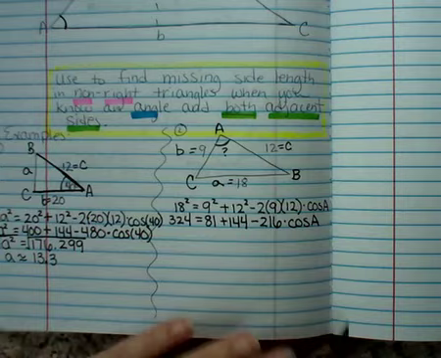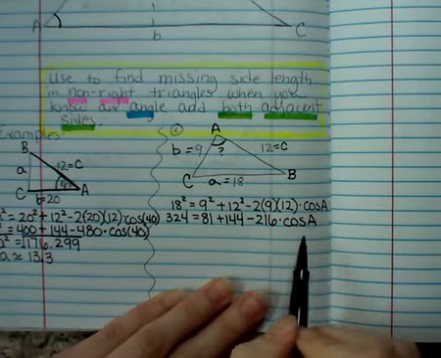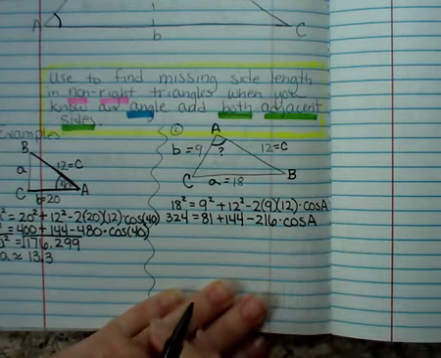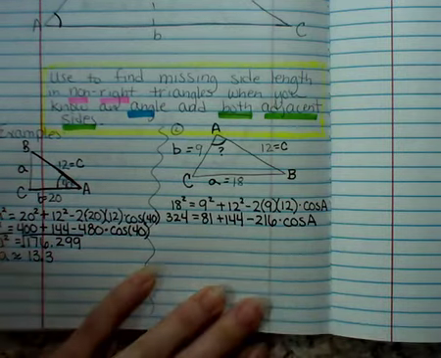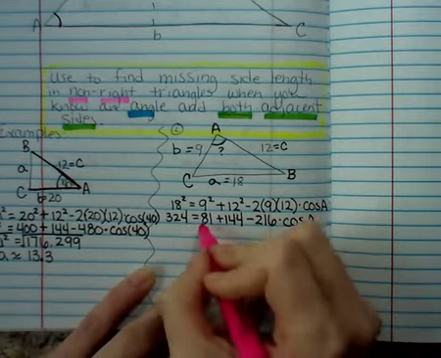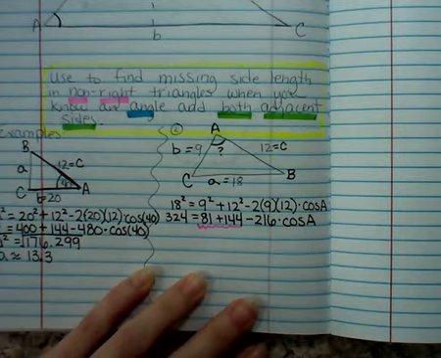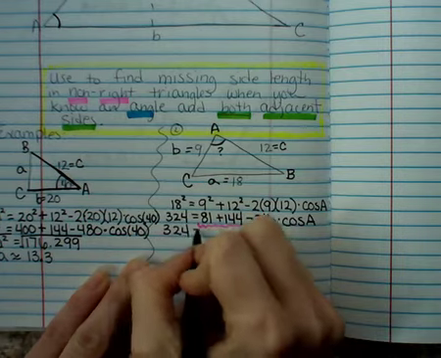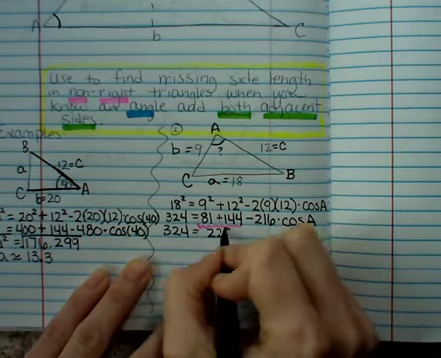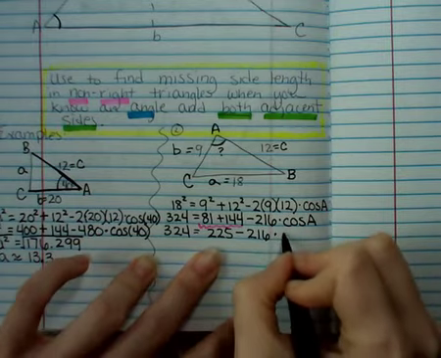At this point, we still don't have enough to be able to find the cosine of a. We haven't simplified enough. So one thing that we can do, this 81 plus 144, those are like terms, so we can go ahead and combine those together, and that's going to give us 225. So 324 equals 225 minus 216 times the cosine of a.